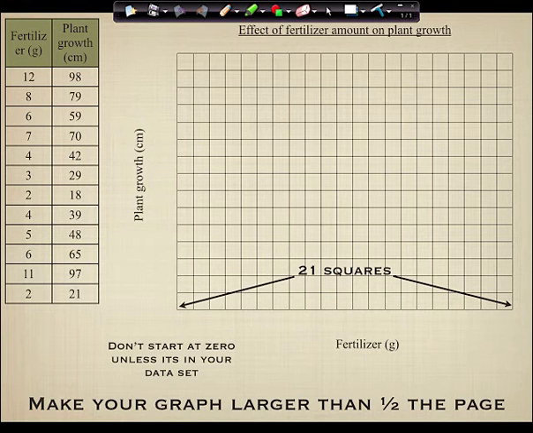First thing that you do is count the number of squares. Okay? This is 21 squares. The next thing that you're going to do is find the range in your data. So for fertilizer, the low is 2 and the high is 12, and that's a range of 10, from 2 to 12. You good? This you want to write down.